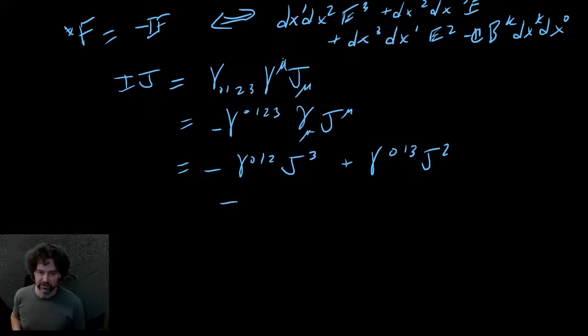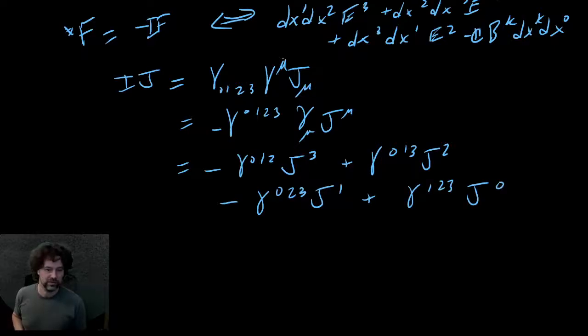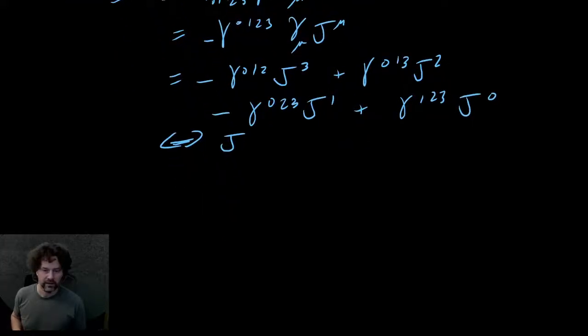I'm going to use a minus sign for the next term, which would be γ^{023} J^1 plus γ^{123} J^0. So there is our representation of J in the differential forms. And really, I think that this would actually be star of dx^μ j_μ.